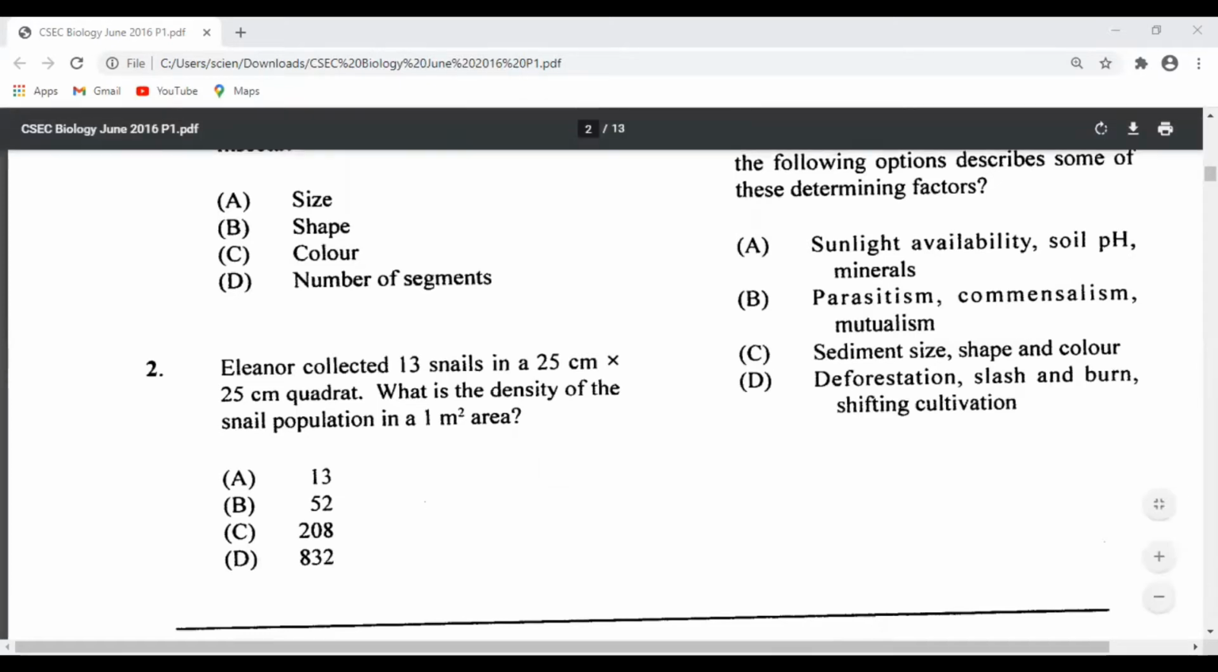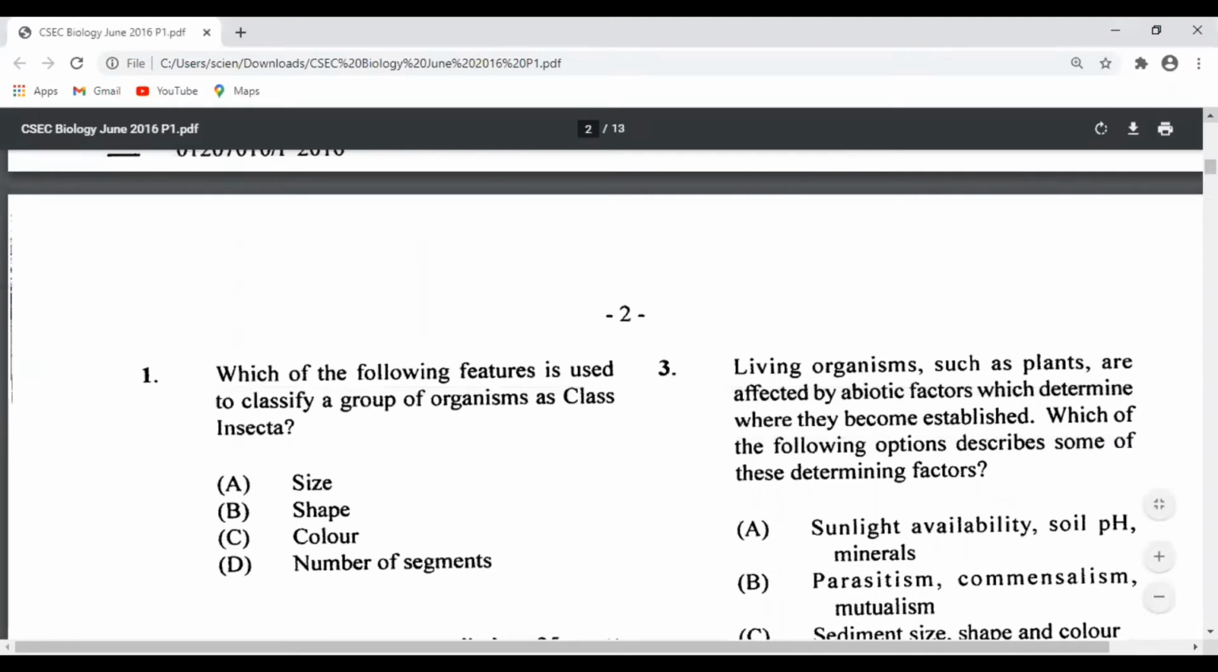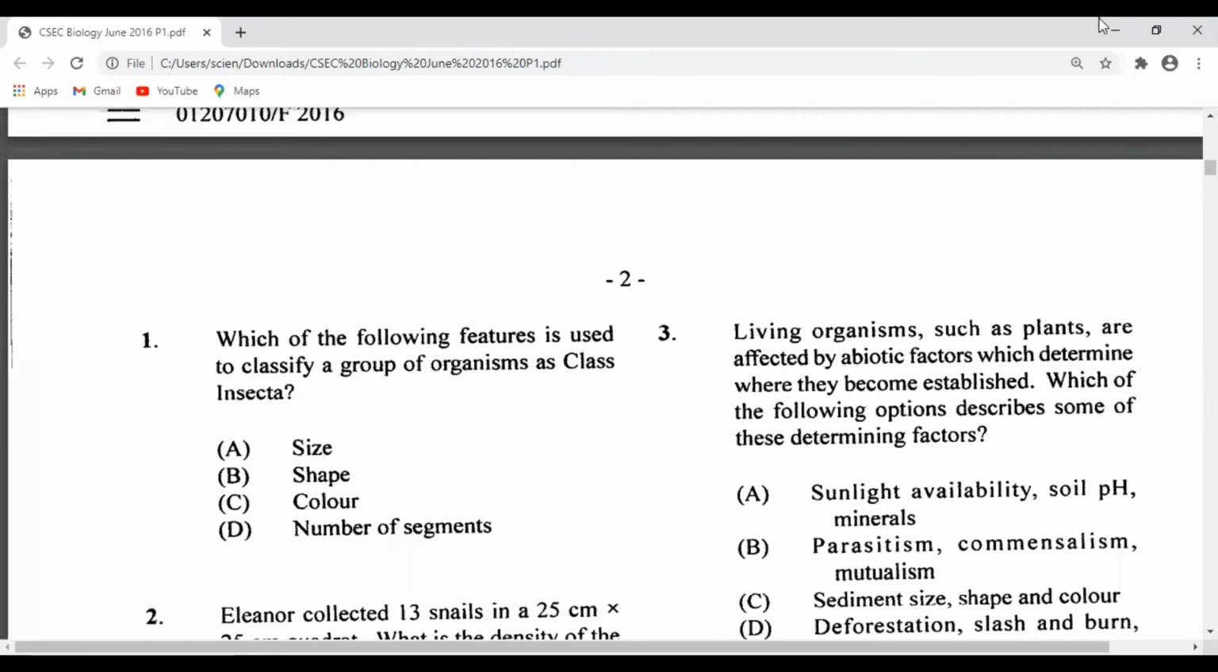So let us move on to question 3. Living organisms such as plants are affected by abiotic factors which determine where they become established. Which of the following options describe some of these determining factors? All right, so we have to know what the abiotic factors are. The abiotic factors usually affect the environment.